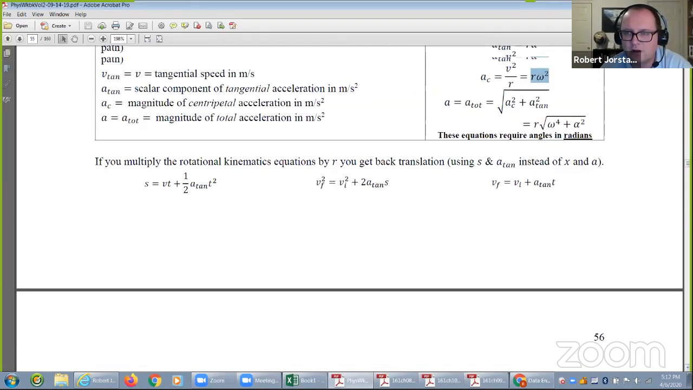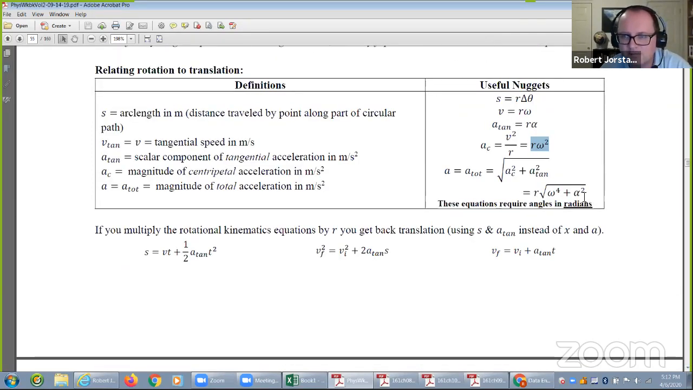But yeah, a couple of last things. Notice, okay, so two things here. This one, the magnitude of total acceleration, obviously it's going to be the square root of A_C squared plus A tan squared, which when you plug that in, you could actually factor out an R because they each have an R. And I think you get omega to the fourth because it was omega squared. So watch out for that little trick there. And again, these are only going to make sense if you're using radians. If you have degrees per second, it's not going to work.